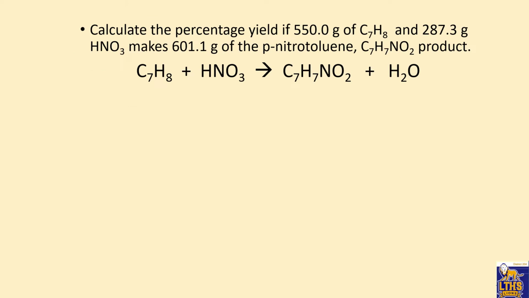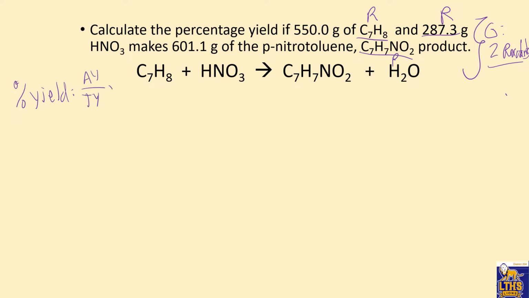Let's try it. Calculate the percent yield if 550 grams of C7H8 reactant and 287.3 grams HNO3, another reactant, makes 601.1 grams of p-nitrotoluene product. All right, so we're given two reactants. So this is a limiting reactant problem. Really, we're trying to find percent yield. So we need actual yield over theoretical yield times 100.